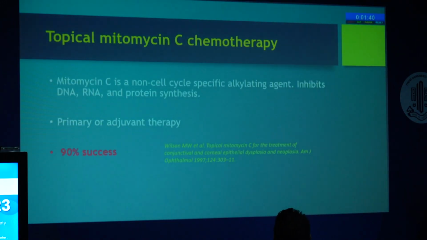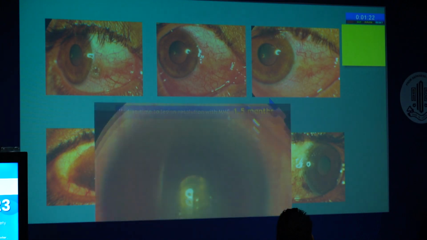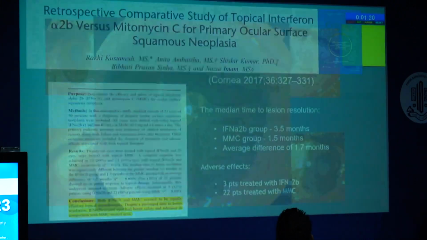Another therapy is topical mitomycin, which is a very fast drug, and we are all aware of this drug with 90% success rate. Its action is very fast. It resolved the tumor. We got the median time around 1.5 months, but it gives a lot of toxicity to the ocular surface in terms of PED also.